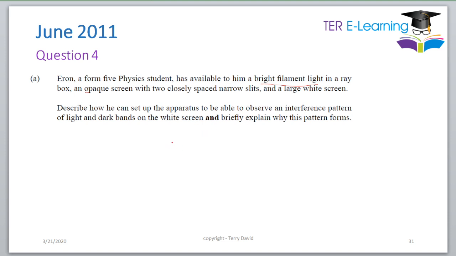Now you gotta be careful with questions like this. You see, this question is broad. How many marks did they give for this? Let me just check something here.